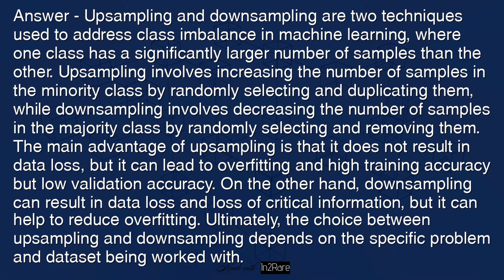The main advantage of upsampling is that it does not result in data loss, but it can lead to overfitting and high training accuracy, but low validation accuracy. On the other hand, downsampling can result in data loss and loss of critical information, but it can help to reduce overfitting. Ultimately, the choice between upsampling and downsampling depends on the specific problem and dataset being worked with.